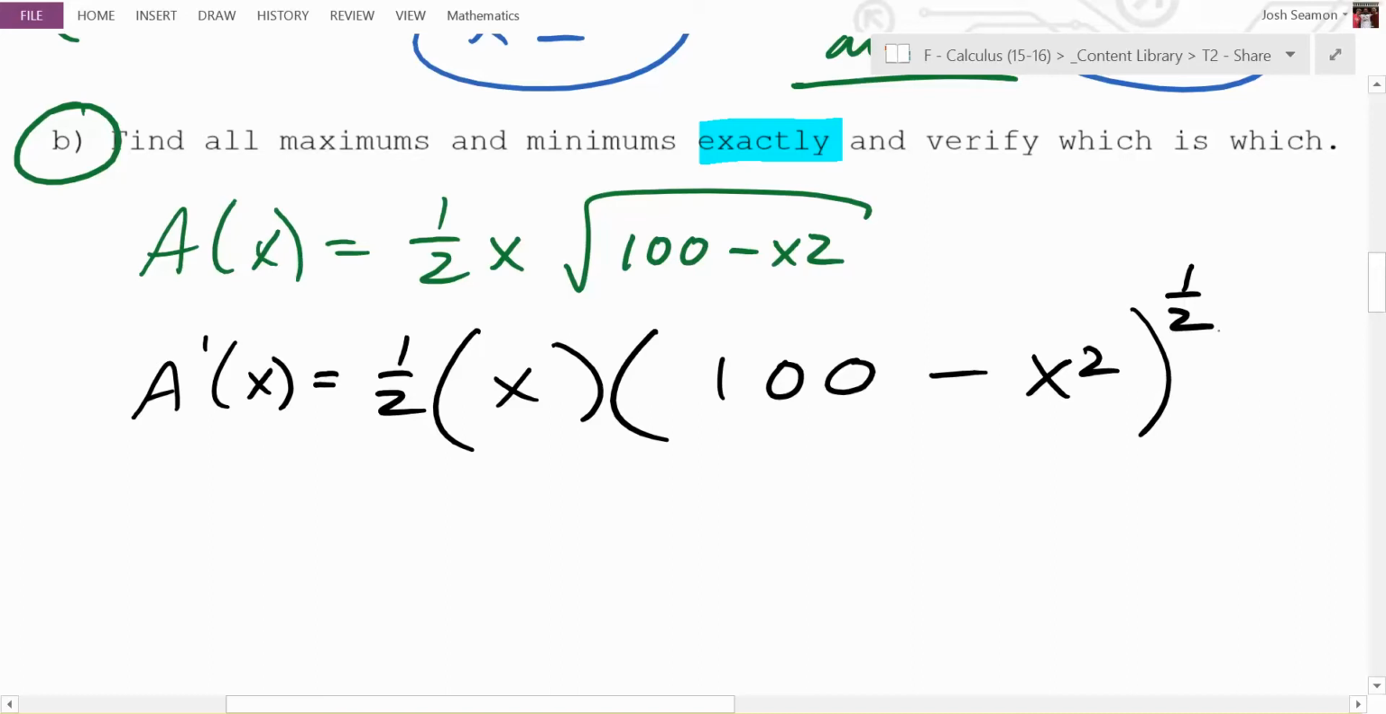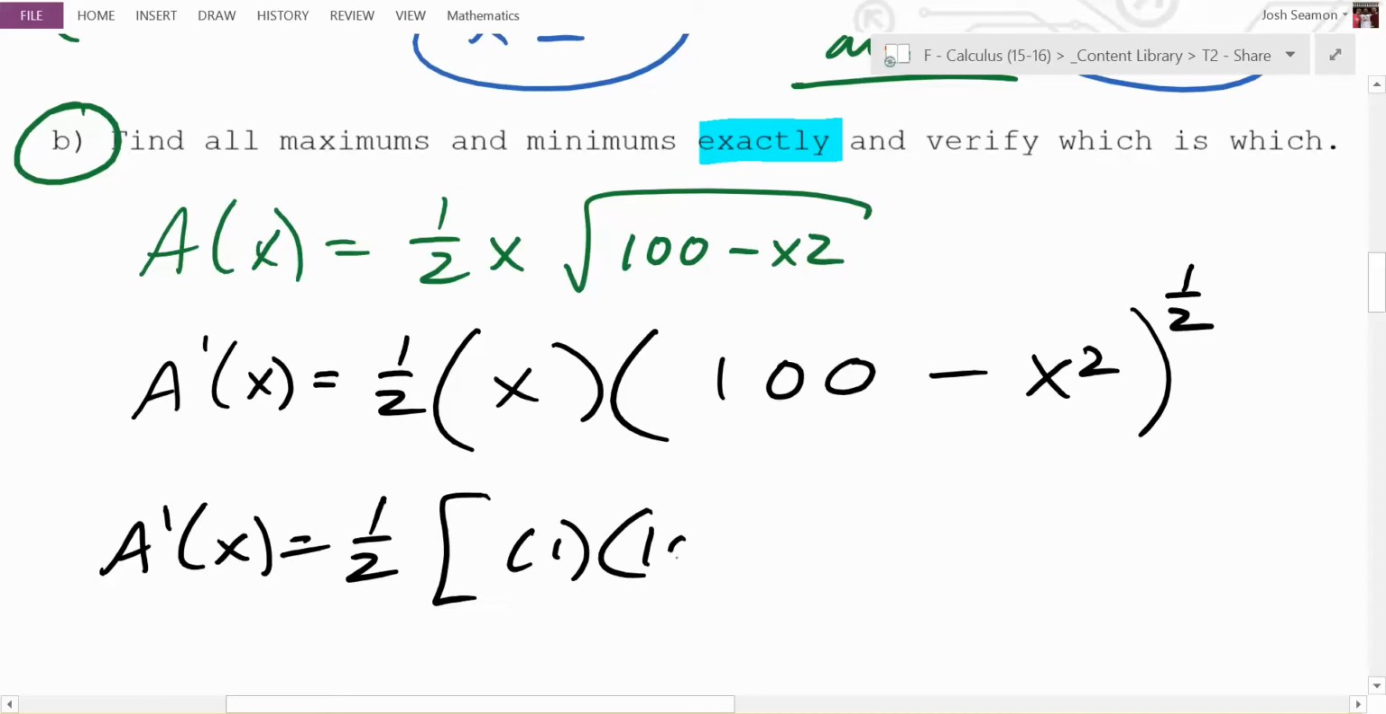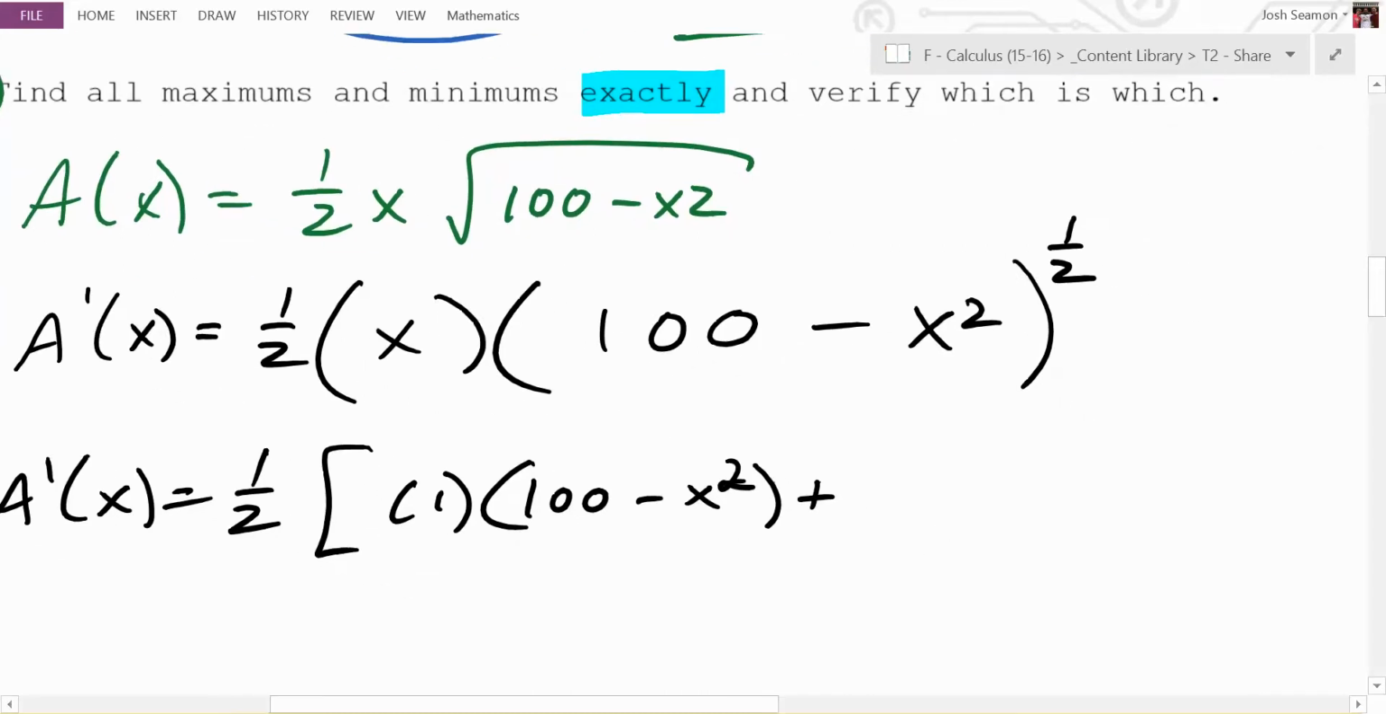So we need to take the derivative. What rule do we need to use? Product rule. So we have 1/2 times the derivative of the first times the second, x squared, not to the negative 1/2, times the second, plus what? The first times, what's the derivative of the second?